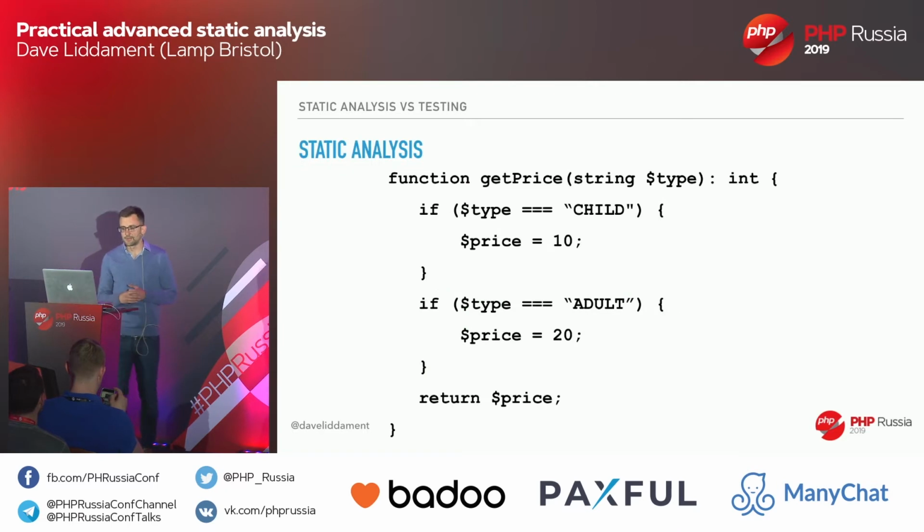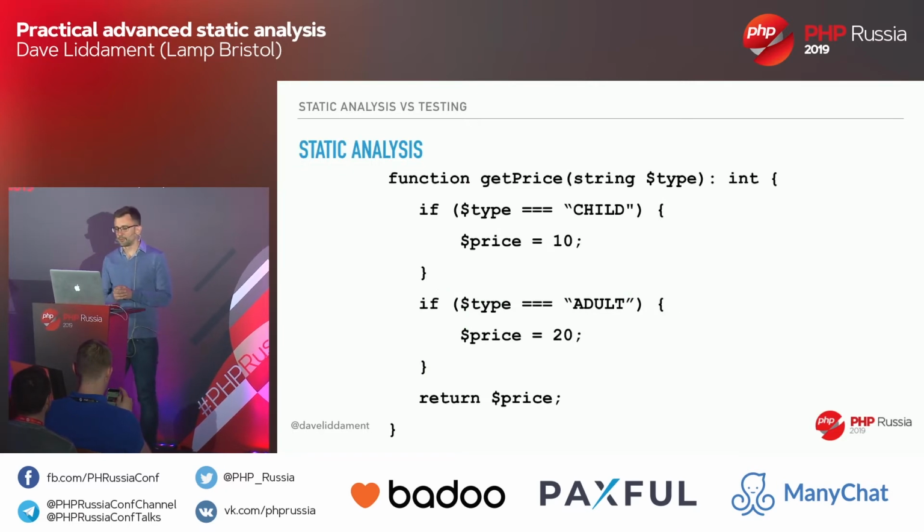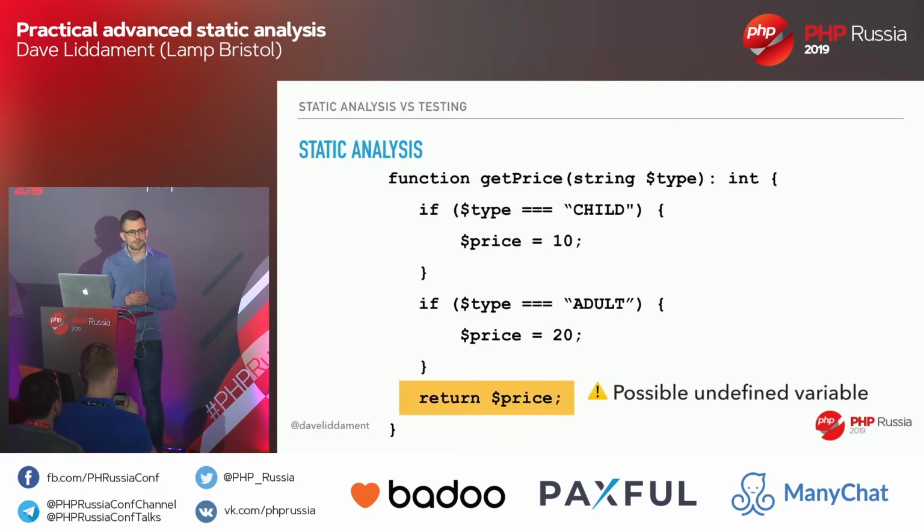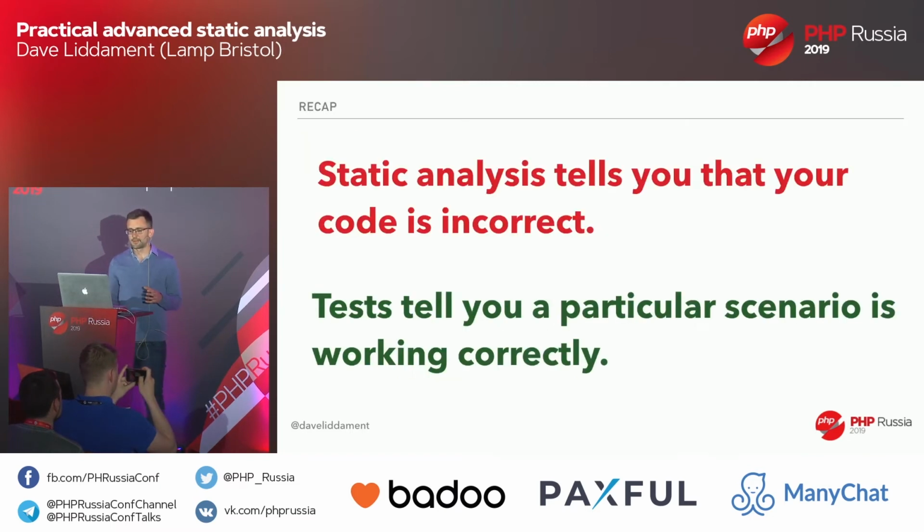Static analysis would look at this same code base, and it would say, well, I think there's a problem here. Possibly price may not be defined. It might have been set during that method. And we're trying to return an int, so this clearly wouldn't work. So static analysis tells us that our code is incorrect, and tests tell us for that particular scenario that the code is working correctly. So you kind of need both.